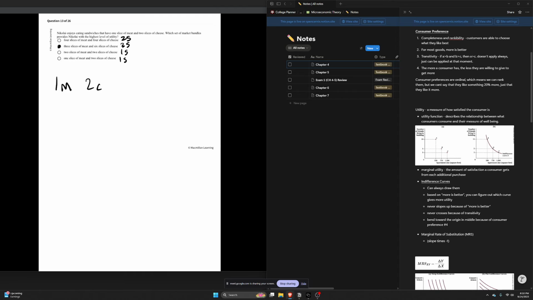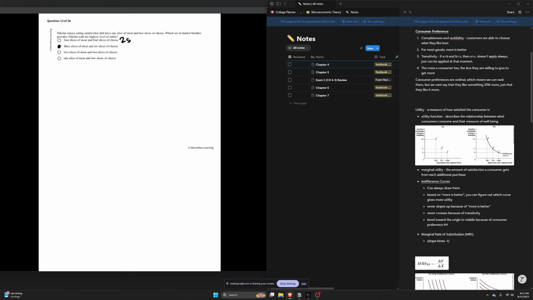All right, this one: he enjoys eating sandwiches with 1 slice of meat and 2 slices of cheese. Which market bundles provide Nikolai with the highest level of utility? Okay, I like to look at this in the amount of complete sandwiches he can make. So if he wants 1 slice of meat and 2 slices of cheese, if you have 4 of each, you can only make 2 complete sandwiches, because the cheese is your limiting factor on that.